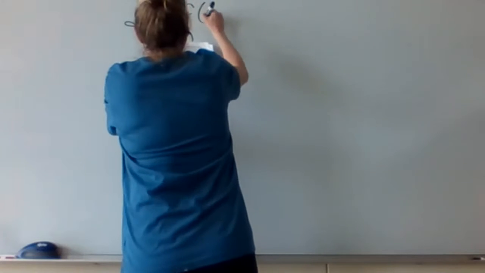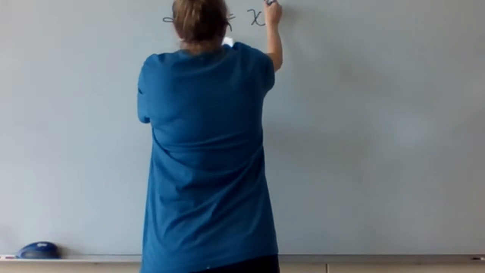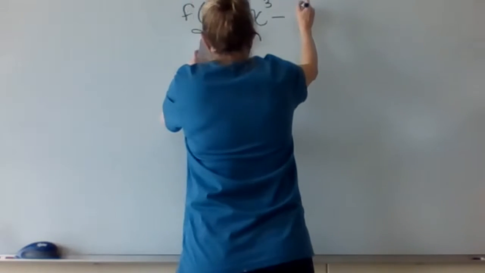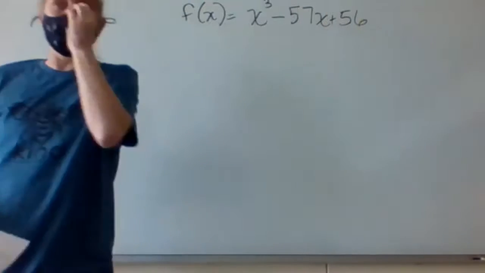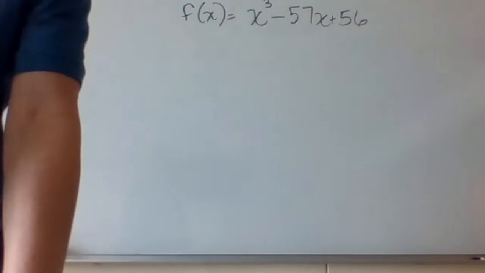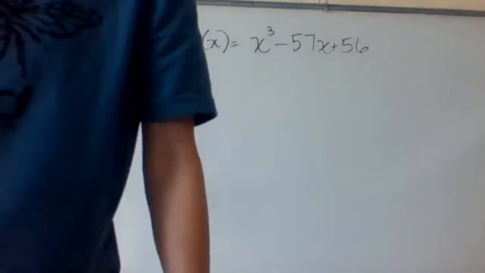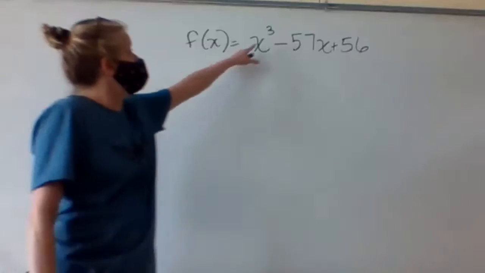All right, number 16 says find all the rational zeros and the other zeros, if there are any, from this polynomial function. f of x equals x to the third minus 57x plus 56. Now, what I like to see is a quad, right? Because if I'm finding zeros and it's x squared, I'm just going to jump straight to my quad program to find the zeros. This one's not quad yet.